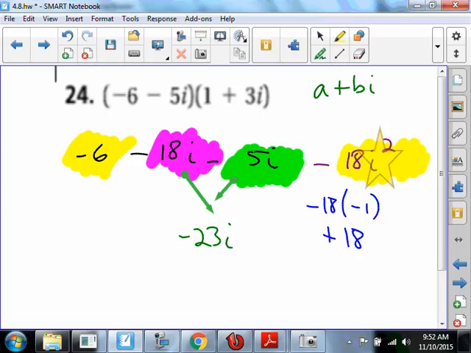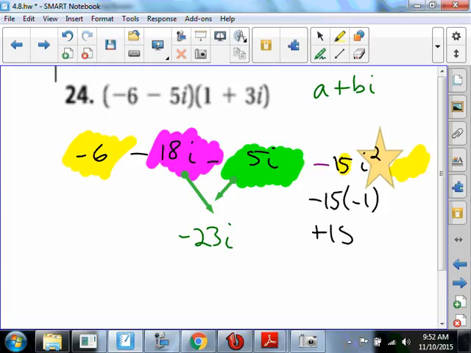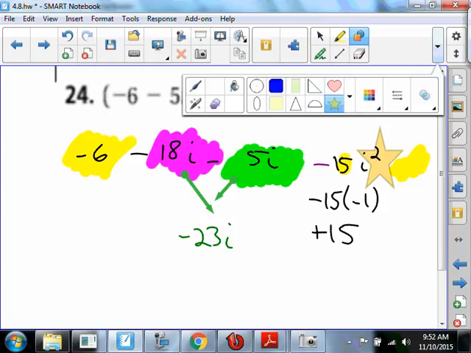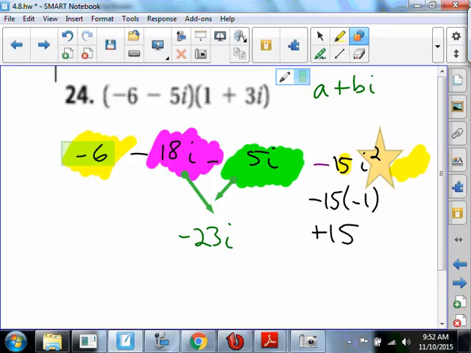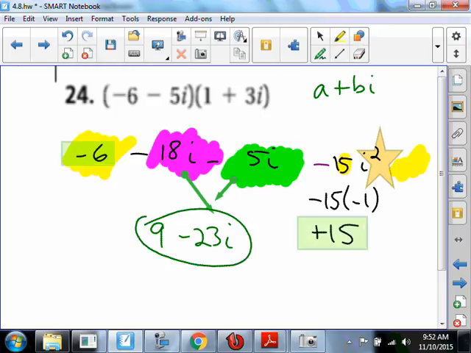Where did I get 18 from? That's supposed to be 15. I'm sorry, that's my bad. That's going to change us a little bit. So that's -15i squared, so that's -15 times -1. So that's plus 15. There we go. That's way better. So when we combine the 15 with this -6, -6 plus 15, that's going to give us 9. Okay, so our answer here is 9 minus 23i.